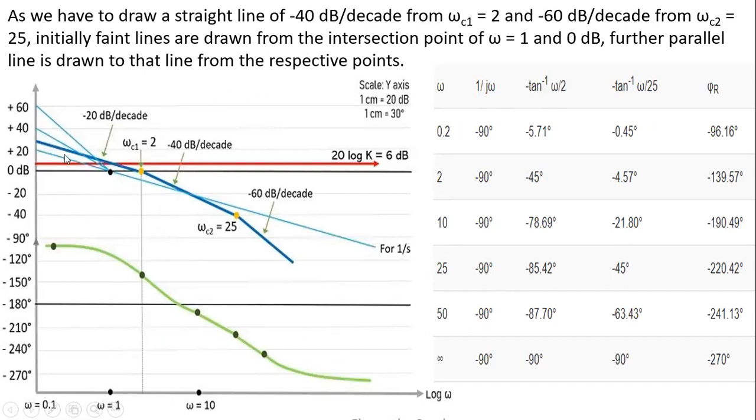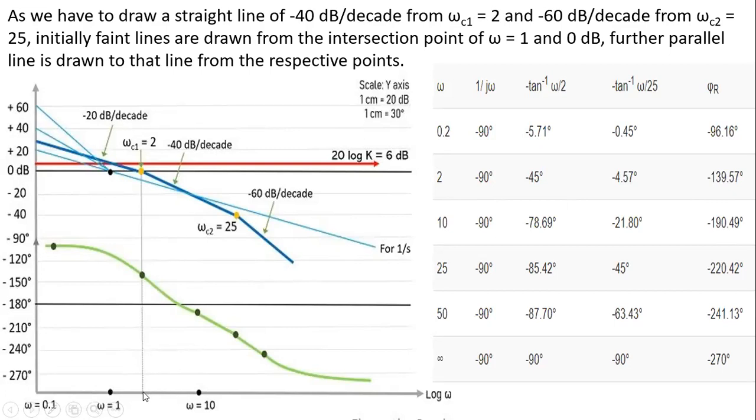So that is the magnitude plot over. Now we have the phase angle plot. Okay, so in this phase angle plot, first we have for omega equal to 0.2, 0.1 is here, 0.2 somewhere, so minus 90. How much are we getting at 0.2? Minus 96.16. So minus 96.16 is somewhere here. Omega is equal to 0.2. Then for the next value, omega equal to 2, minus 139.